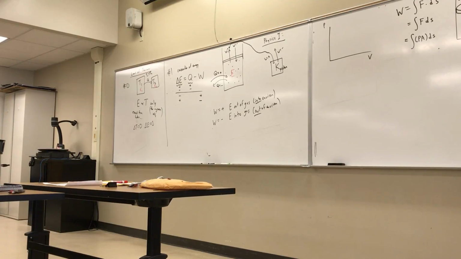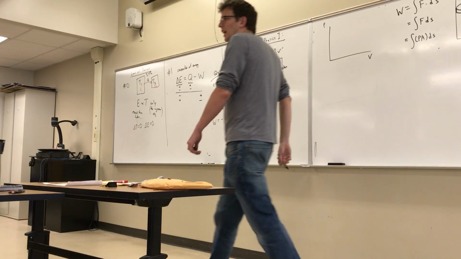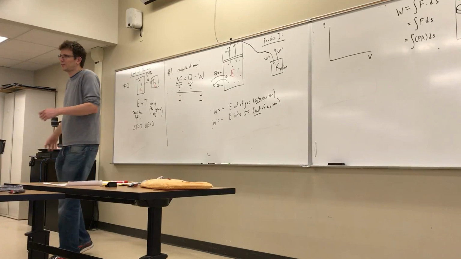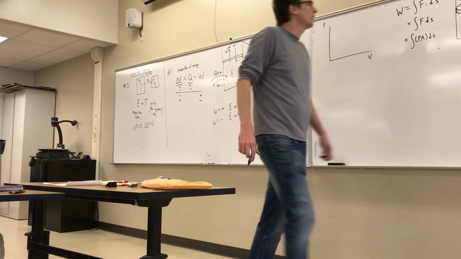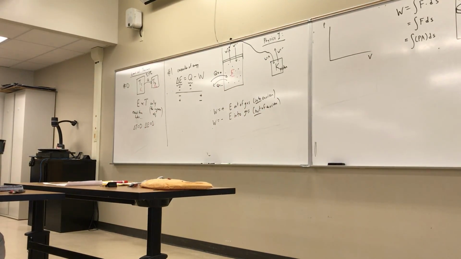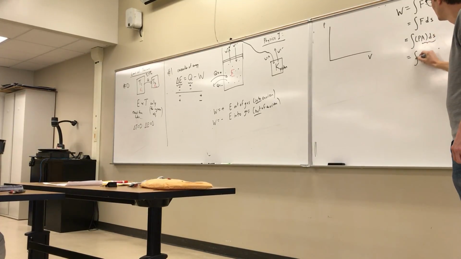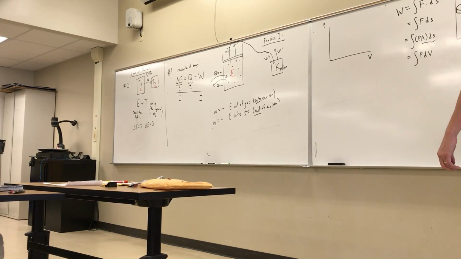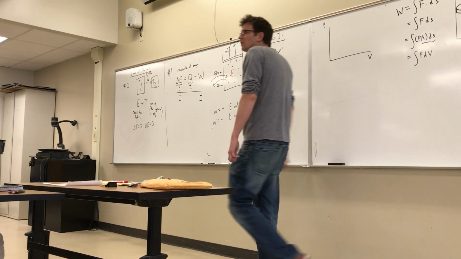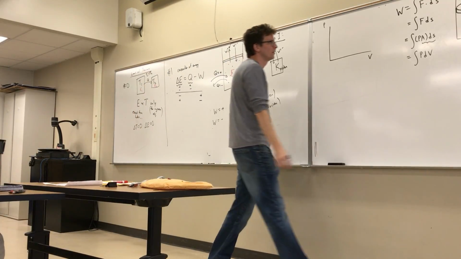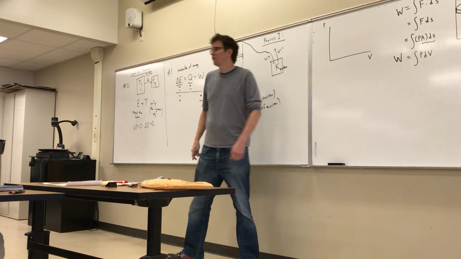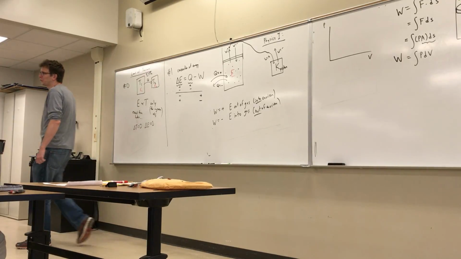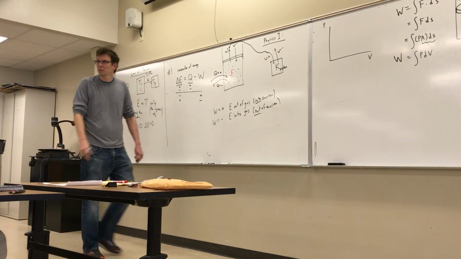So there is my piston of area A that moves up a distance ds. And I can point out that A times ds is actually the volume that's swept out. So this is just dV, the change in volume of the gas. So work is the integral of P dV, which is the area under the curve of your pressure versus volume graph.